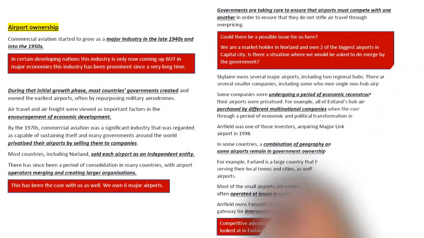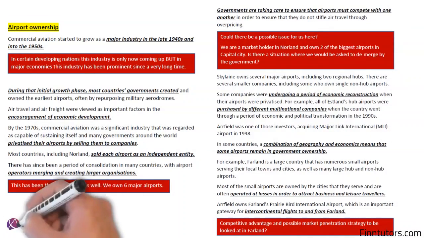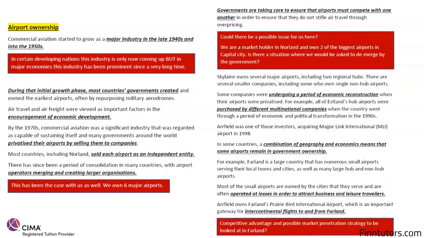Next, we are speaking about airport ownership. So this is some background information really. Commercial aviation started to grow as a major industry in the late 1940s and 1950s. The airport operations industry in certain developing nations is only now coming up. If you look at certain developing nations which earlier were not very well off and didn't have a lot of people with disposable income, but are now really booming, then this industry is relatively new in that segment. But if you look at prominent market economies like the UK, Europe, and the US, the commercial aviation industry has been there for a very long time.